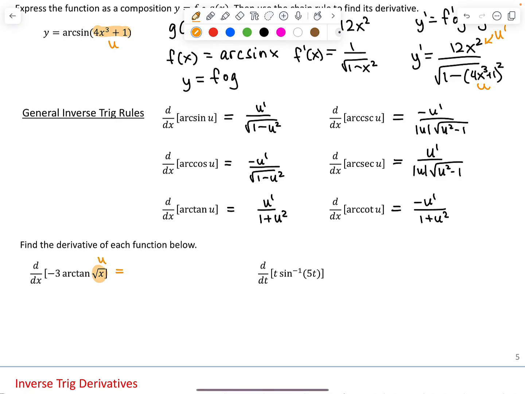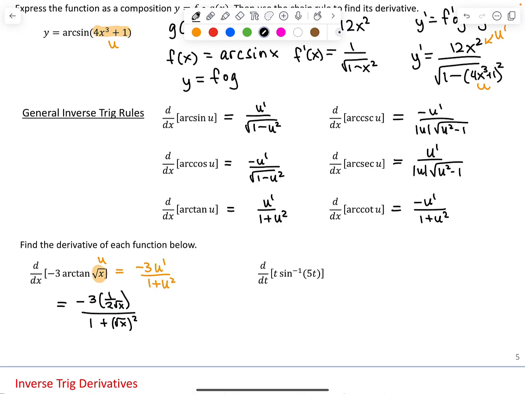And I know, therefore, that my answer should be the negative 3 will stay. We'll get u prime in the numerator over 1 plus u squared. That's just this rule with a negative 3 being multiplied to it. And since u is the square root of x, I know that u prime is 1 over 2 square roots of x, and we divide by 1 plus the square root of x, and that needs to be squared.